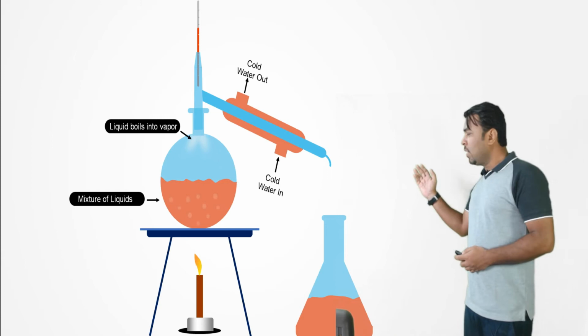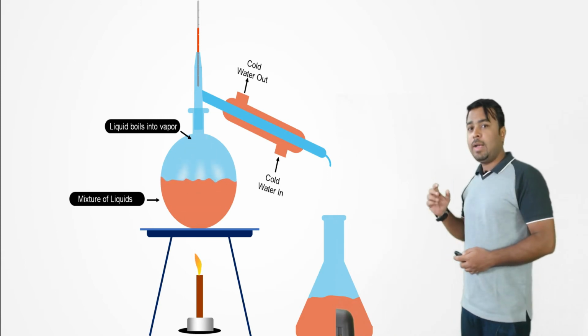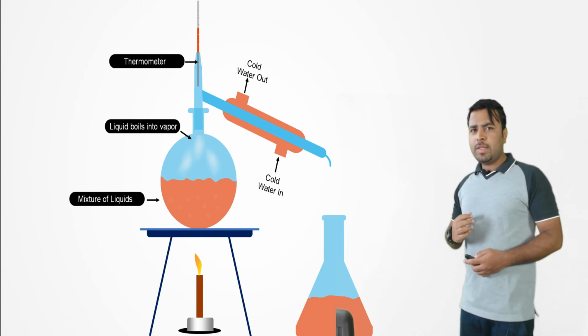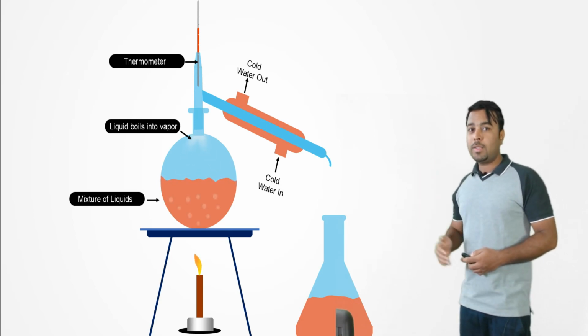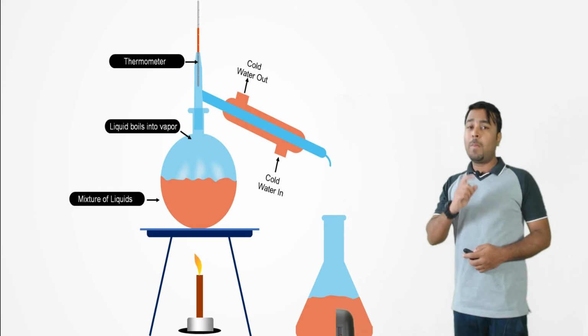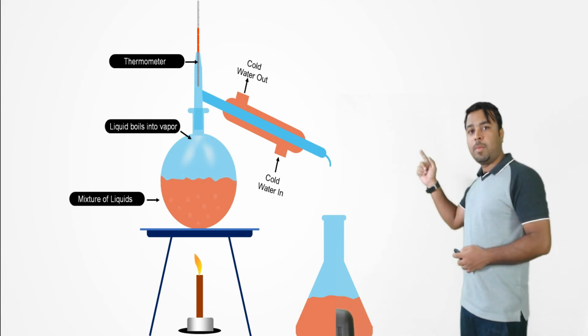As you can see, the liquid inside the beaker is boiling and it is converting itself into vapors. To monitor this, there is a device which you all know, known as the thermometer. The thermometer keeps track of exactly what the temperature is. The rise in the temperature is monitored by the thermometer.